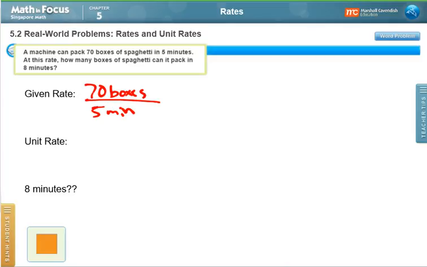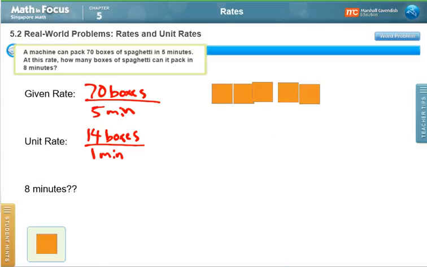So 70 boxes in 5 minutes, that would be 14 boxes in 1 minute. Remember, all I'm doing is taking 70 and dividing by 5. So how many of these will there be in 8 minutes? So what we're doing here, if we're going to use our model, we have 8 minutes. And I know that 5 of those is representing 70 boxes. I'm putting 3 more up here to make 8 minutes.